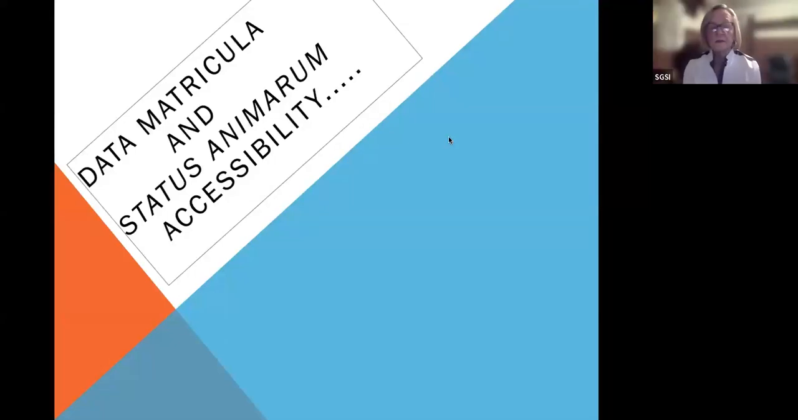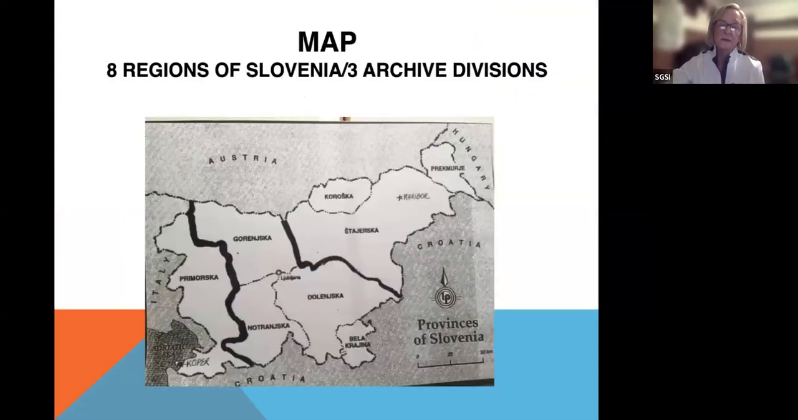So what we're going to be dealing with this evening is the Data Matricula database, how to access it, and then a little bit about the status Animarum. I had sent you a couple of documents a few days ago that spoke to this a little bit, but we'll go into a little more depth right now.